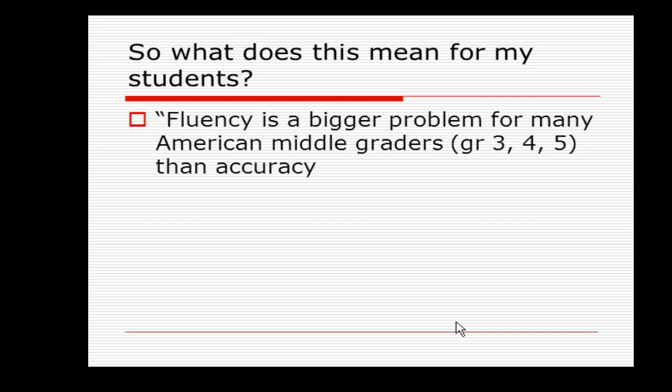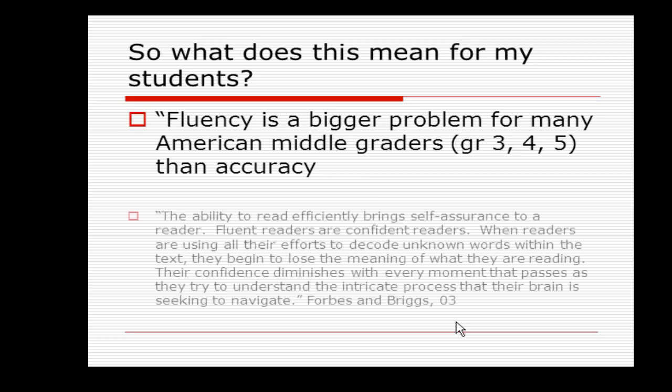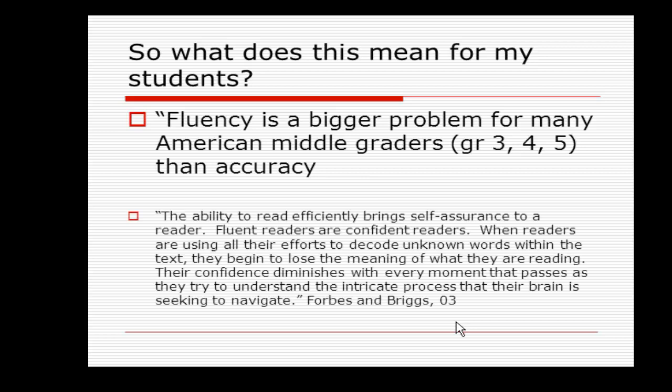So what does this mean for my students, for your students? Fluency is a bigger problem for many American middle graders, as defined in grades 3, 4, and 5, than accuracy. In fact, West St. Paul found that 40% of their middle school students, grades 6, 7, and 8, are below expected fluency norms. Forbes and Briggs says that the ability to read efficiently brings self-assurance to a reader. Fluent readers are confident readers.